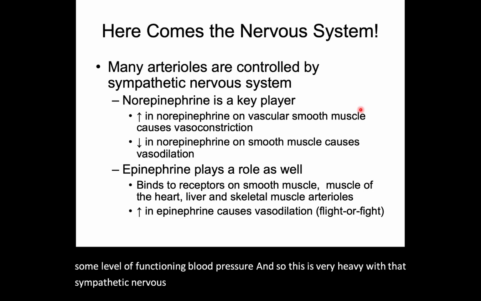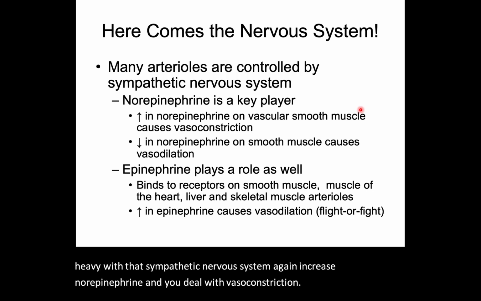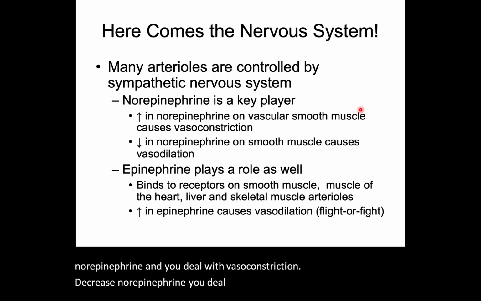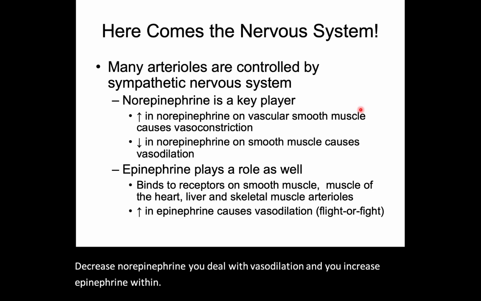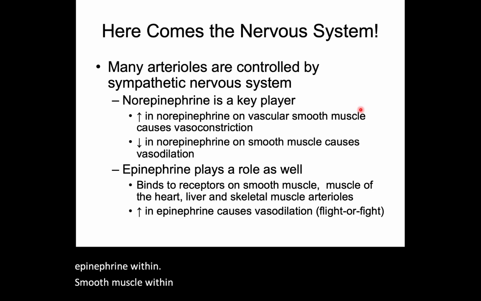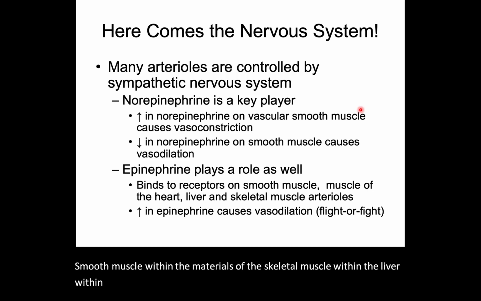Again, increase norepinephrine and you deal with vasoconstriction. Decrease norepinephrine, you deal with vasodilation. And you increase epinephrine within smooth muscle, within the arterioles of the skeletal muscle, within the liver, within the heart, and you're going to deal with an increase in function and activity.